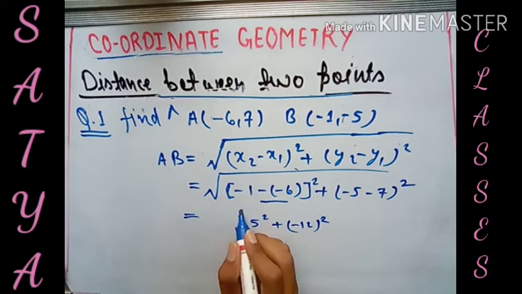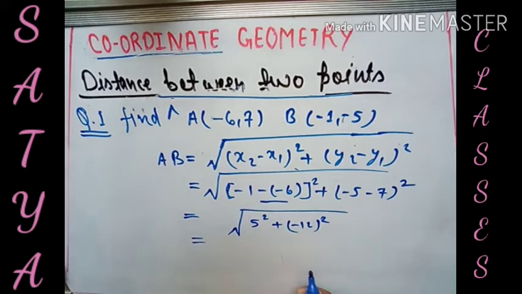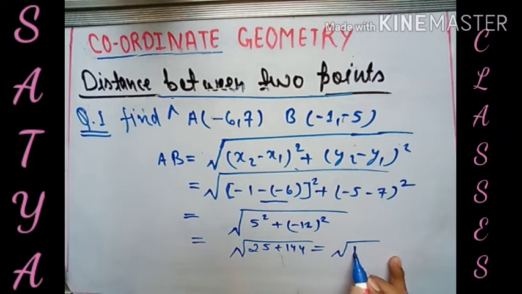Square. Put under root on them. This becomes equal to 25, and minus into minus becomes plus. 12 square gives you 144 root over. So this equal to how much? Root of 169. Root of 169 is equal to 13. Again, don't forget to write units. So this is the required distance of AB.